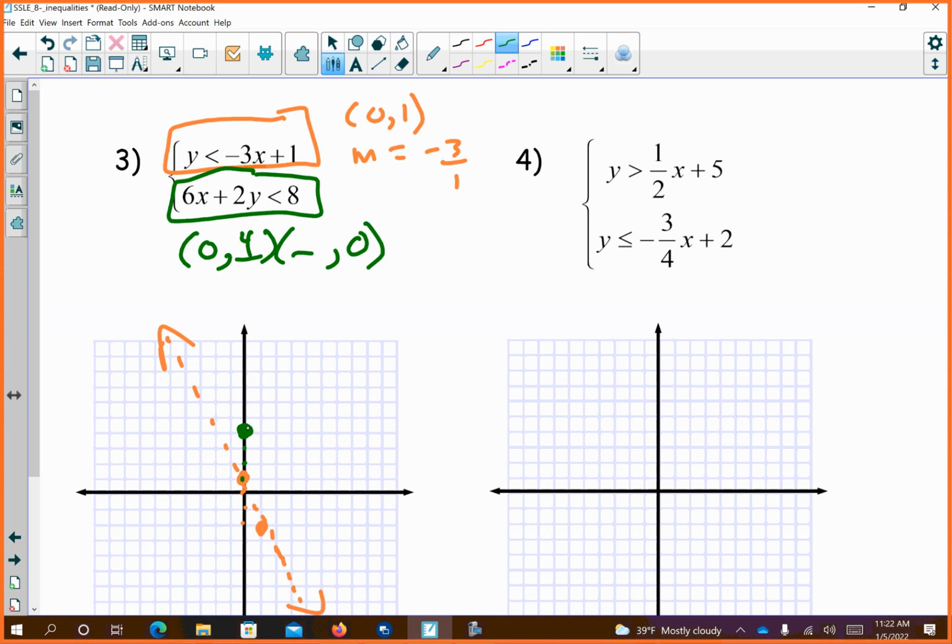This is a y value. 6 times what number gives me 8? I don't know. Man, if you're doing that in your head, you're smart. I love you. Let's see. Hang on. So 6. That's hard for me to do in my head.